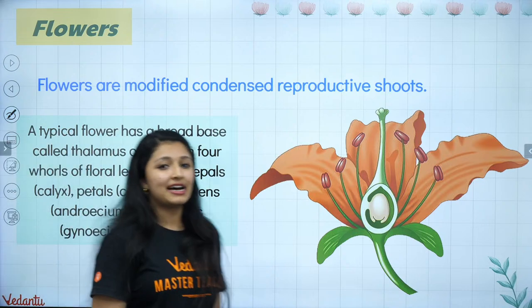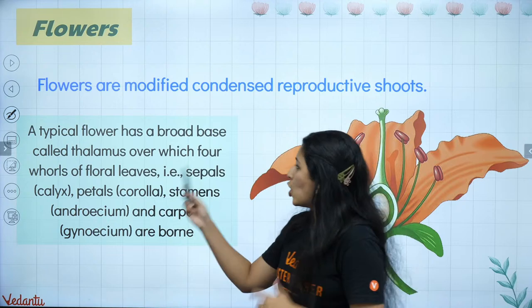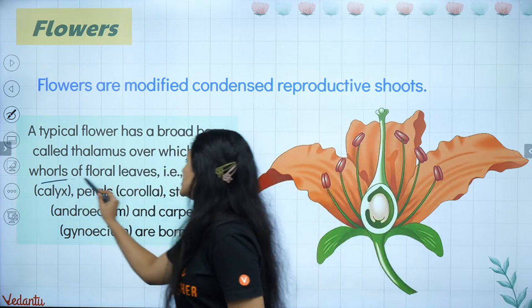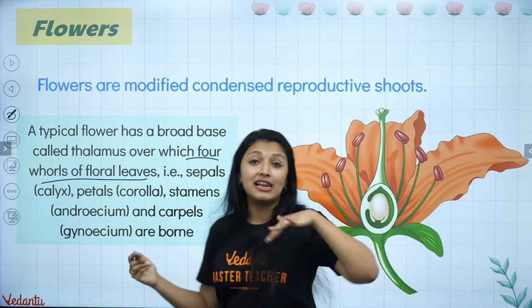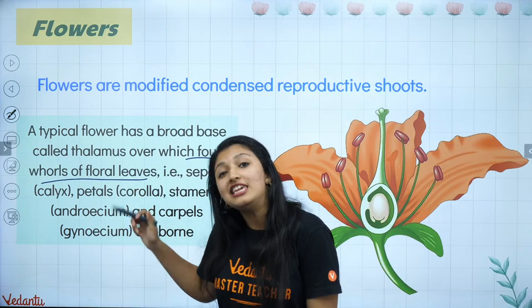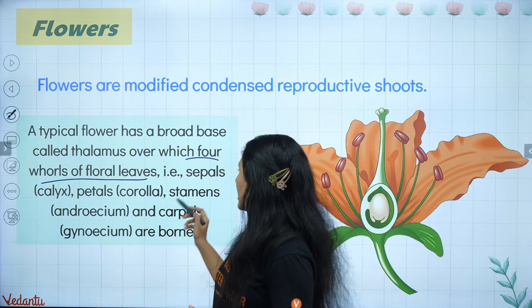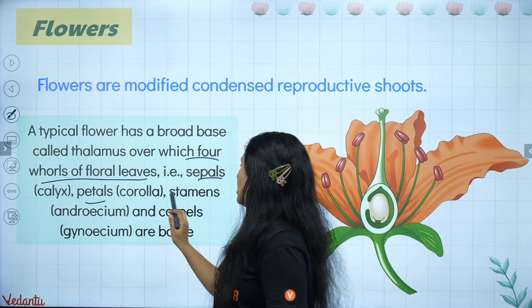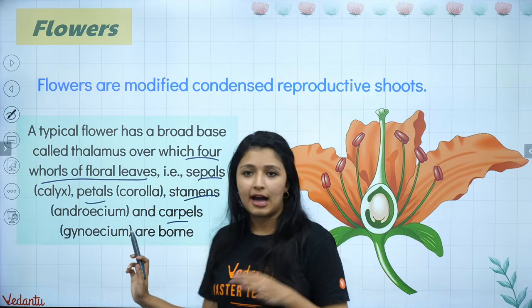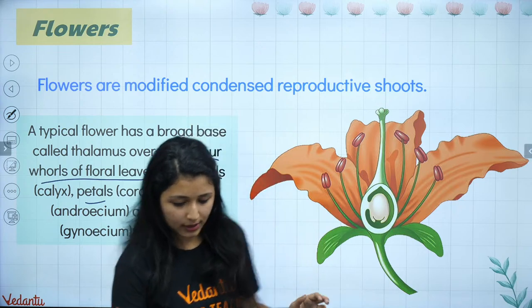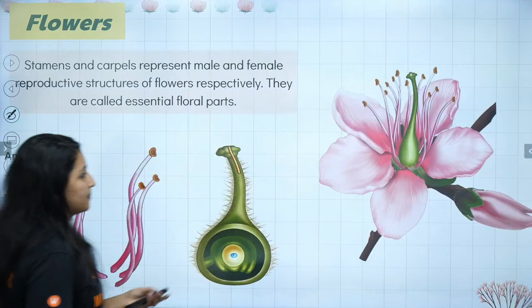Right? So here, what are they saying? A typical flower has a broad base called the thalamus, over which four whorls of floral leaves. See, they're calling them floral leaves. Instead of leaves, now they have floral whorls. Sepals, petals, stamens and carpels are borne. Again, this is the same thing.